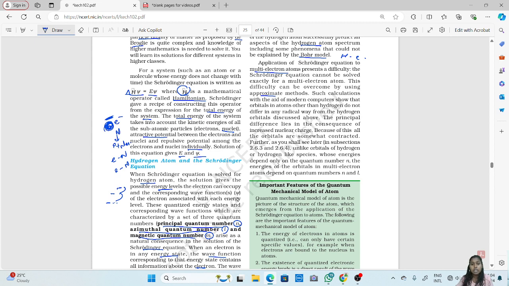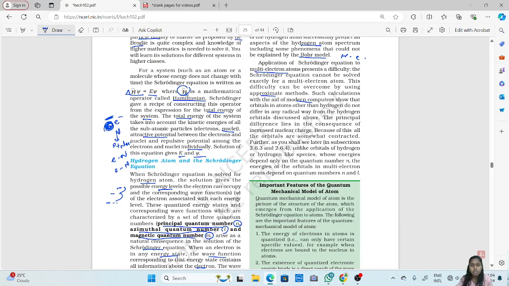Such calculations with the aid of modern computers show that orbitals in atoms other than hydrogen do not differ in any radical way from the hydrogen orbitals discussed above. So the orbitals are the same for everyone.